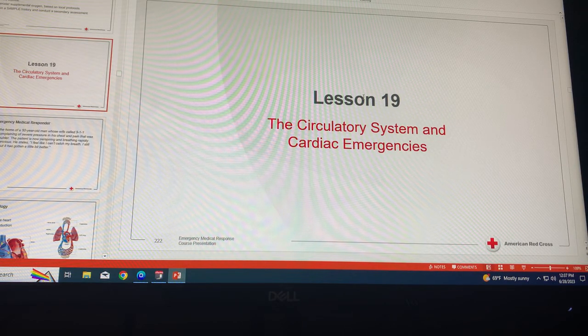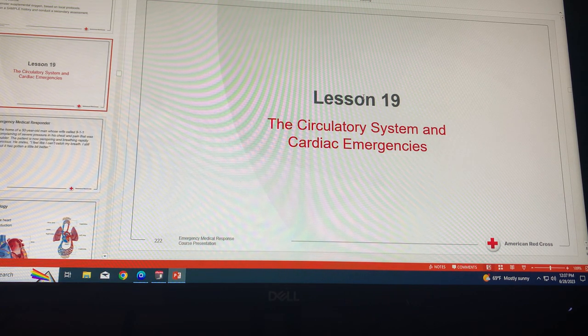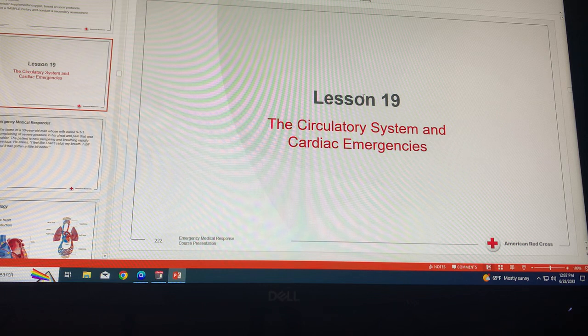Okay, this is lesson number 19, the circulatory system and cardiac emergencies. A heart attack occurs when blood vessels supplying the heart become blocked and fail to provide the heart enough blood and oxygen necessary to function properly. The condition in which the heart stops functioning is known as cardiac arrest.